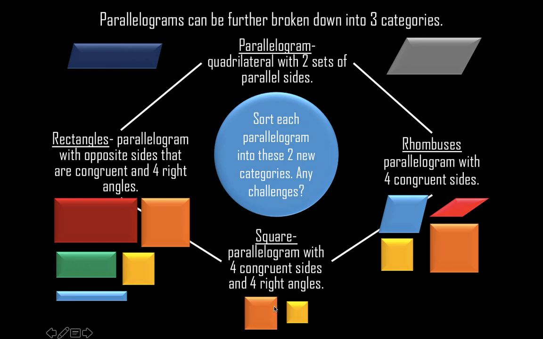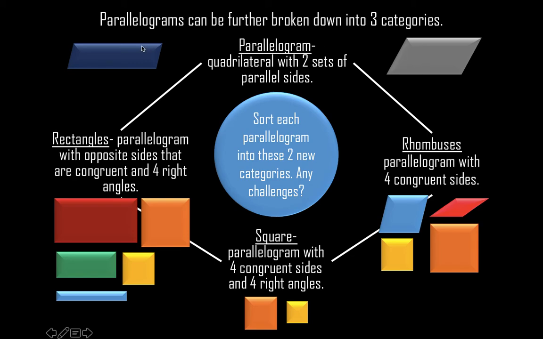So a square can be a rectangle or a rhombus, but a rectangle cannot be a square, and a rhombus cannot be a square. But a square can be a rectangle, and a square can be a rhombus. So it's a little confusing, but we'll work on it. Don't get confused. Just know that a square can fall into a lot of these categories of a parallelogram, okay?